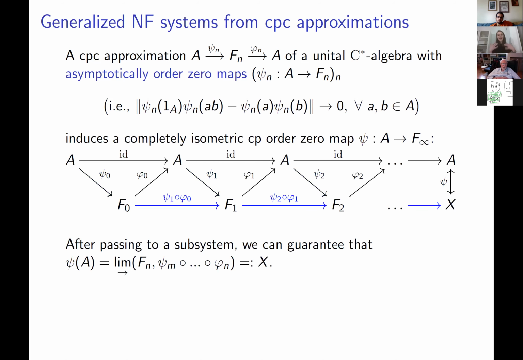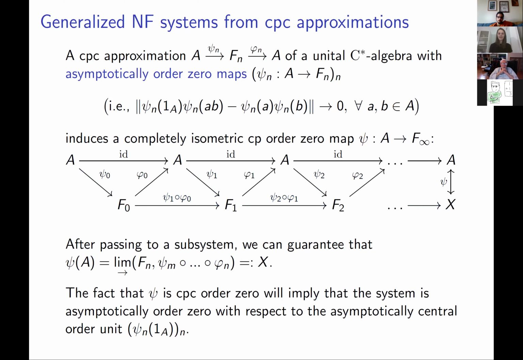It turns out that after passing to a subsequence, we can actually arrange it so that psi hits what ends up being the limit of these finite dimensional C-star algebras here too. So it does take some fiddling to actually make sure that psi hits the limit, but you can always arrange for this to happen. And then psi is going to be a CPC order zero map that gives you really a complete order isomorphism between X and A.